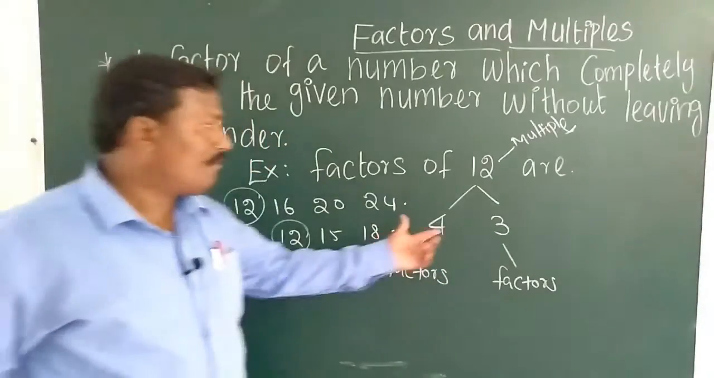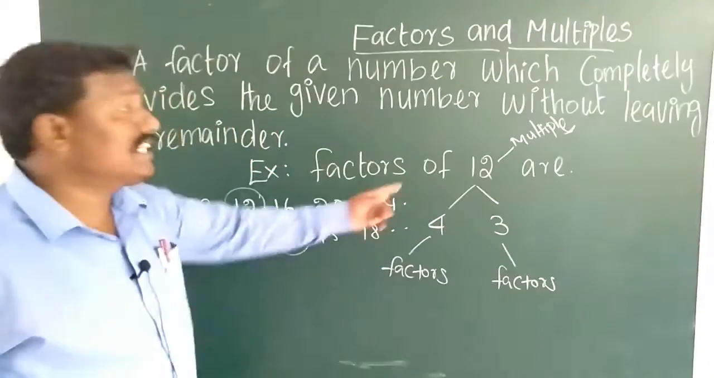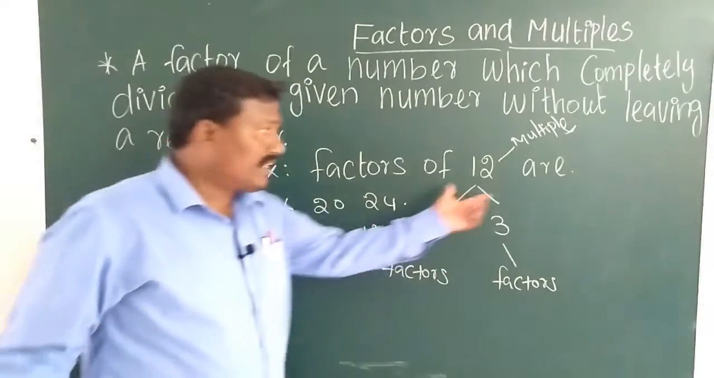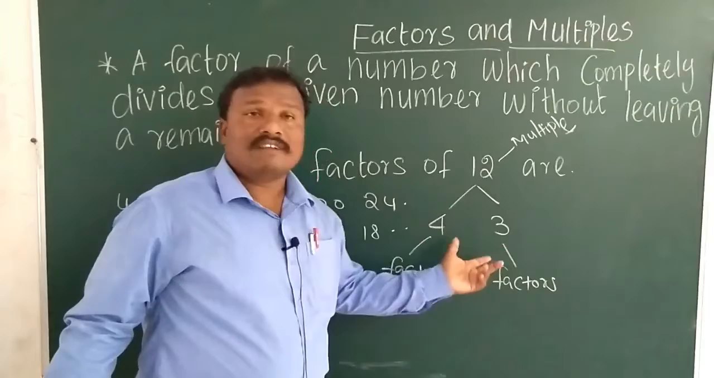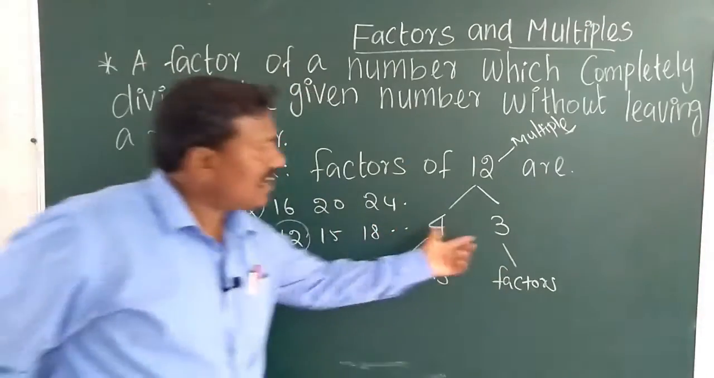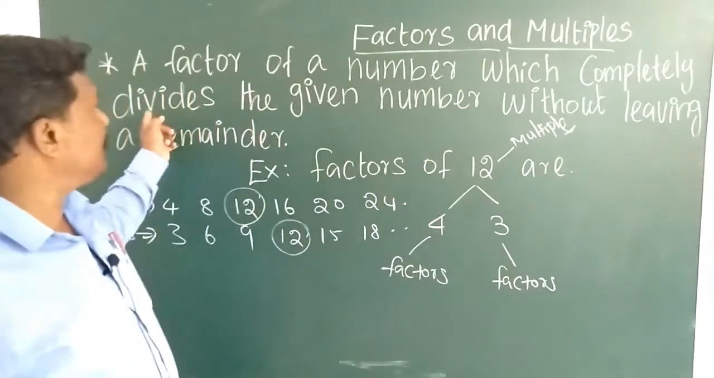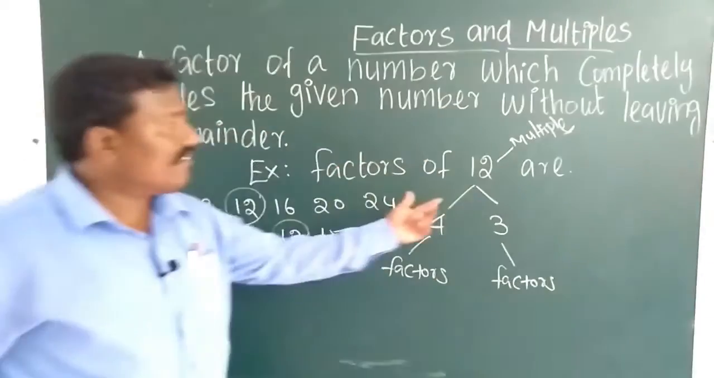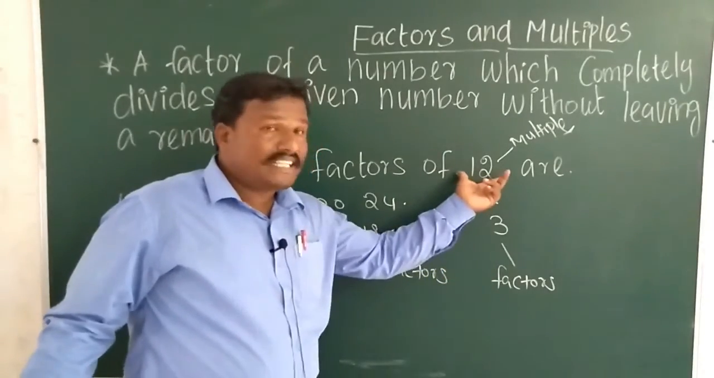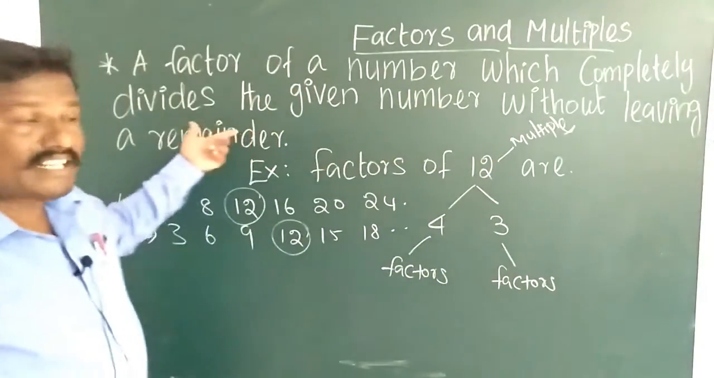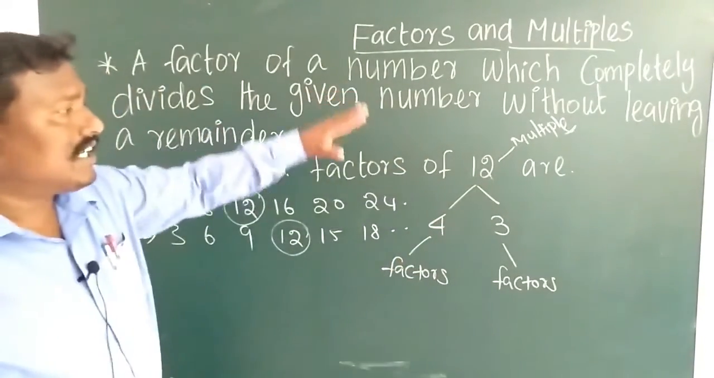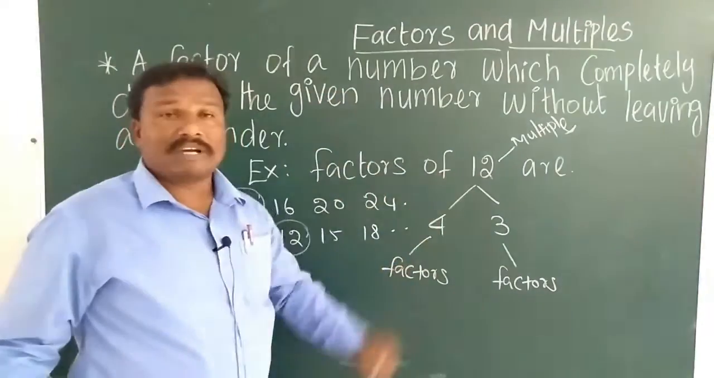So that's why 4 and 3 are factors. 12 is a multiple of 4 and 3. Don't confuse: 12 is a multiple, 4 and 3 are factors. A factor of a number is a number which completely divides the given number. The given number is 12, and 4 and 3 divide it completely without leaving a remainder. There is no remainder, it divides completely. That's why we say 4 and 3 are the factors and 12 is a multiple.